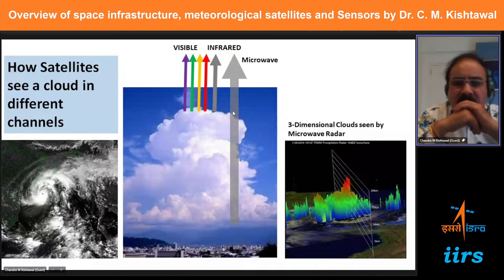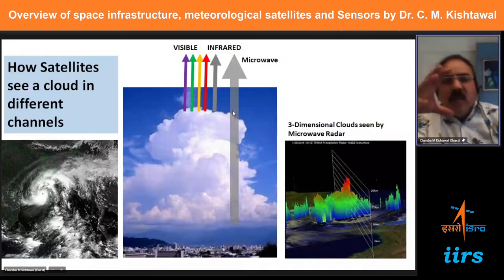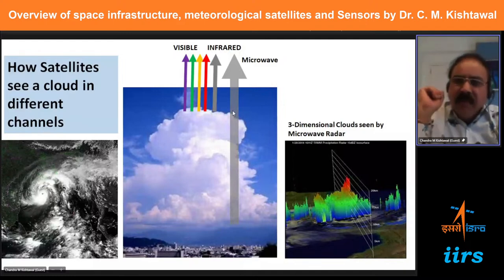So these are some qualities of microwave satellites. Visible and shortwave infrared can also give you some idea about the water content inside a cloud, because the reflectivity of a cloud increases as the water amount of that cloud increases, so indirectly they can get some idea of how much water might be present inside the cloud. But nobody can beat microwave for getting quantitative information about the cloud water amount.